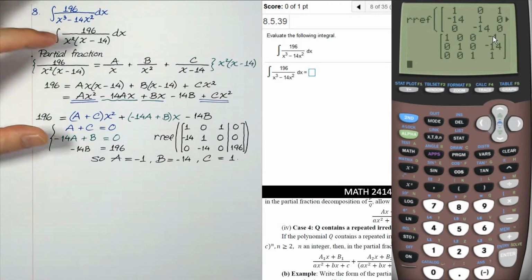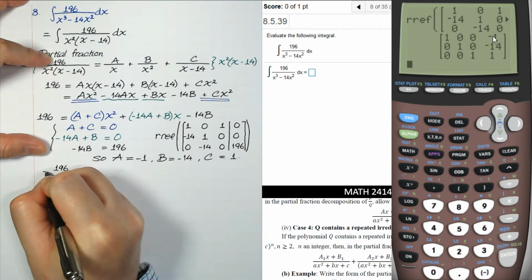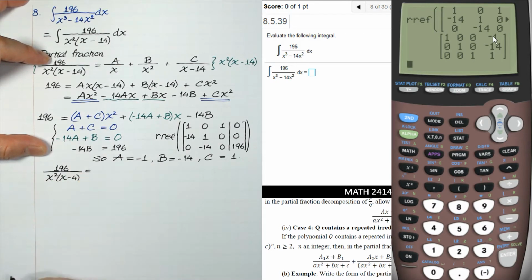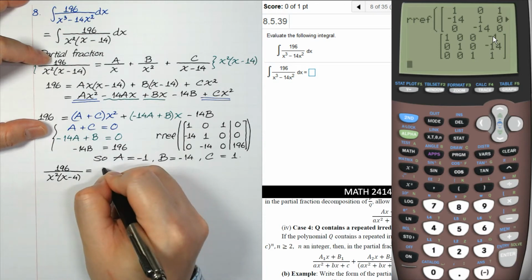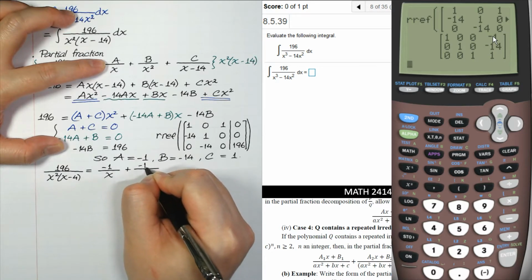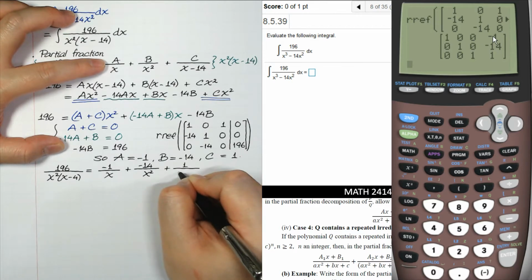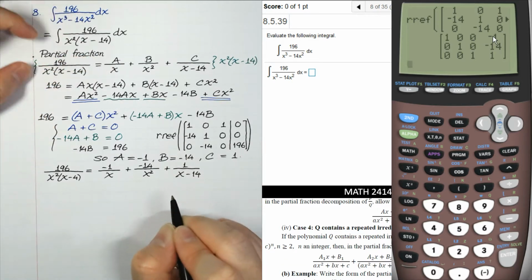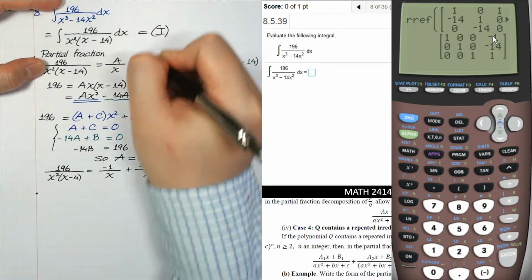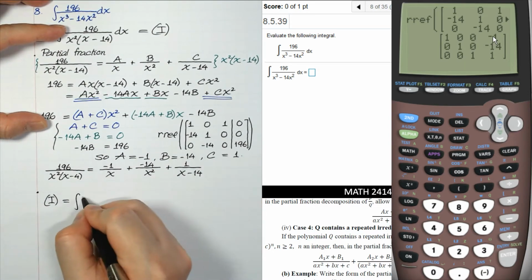Right, put things together. We have the partial fraction of 196 over x squared, x minus 14 equal to A is negative 1, B is negative 14, and C is 1. Now back to the integral of the whole thing.